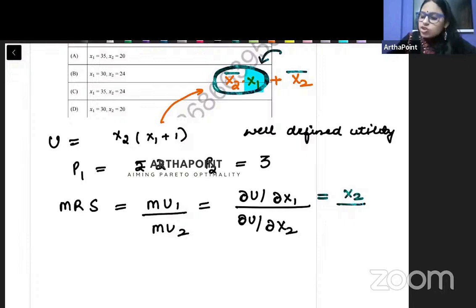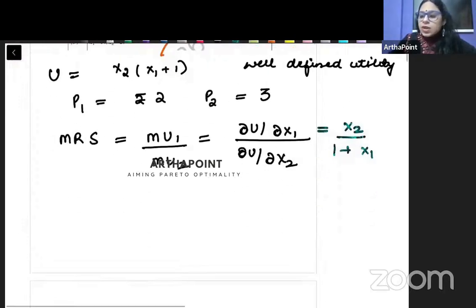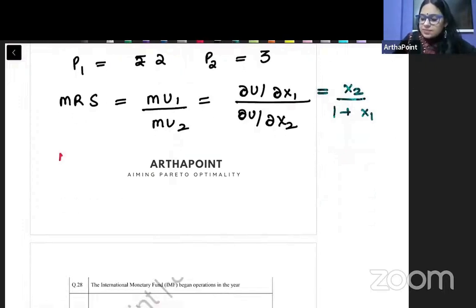And when you differentiate it with respect to x2, so beta x1 is a constant. तो x1 को आप constant hold करोगे. Differentiation of x2 will be 1 into x1. Differentiation of x2 will become 1. So its differentiation will become 1 plus x1. So your MRS will become x2 divided by 1 plus x1.